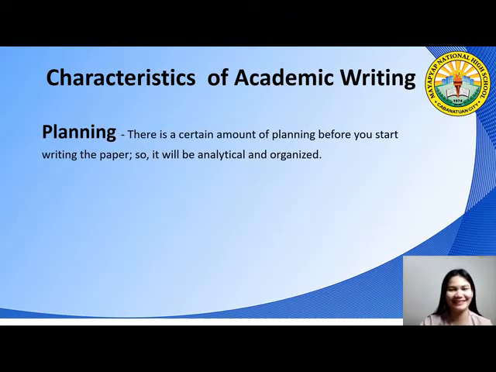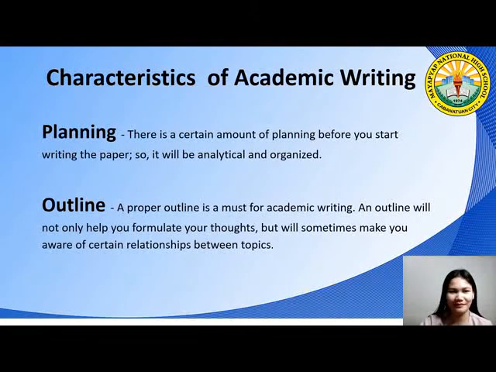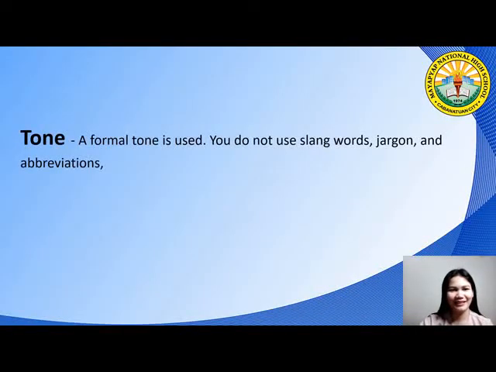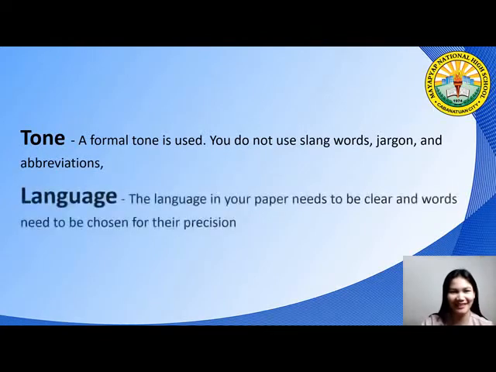We have planning. There is a certain amount of planning before you start writing the paper, so it will be analytical and organized. Outlining. A proper outline is a must for academic writing. Why? Because an outline will not only help you formulate your thoughts, but will sometimes make you aware of certain relationships between topics. Tone. A formal tone must be used. You do not use slang words, jargon, and abbreviations.